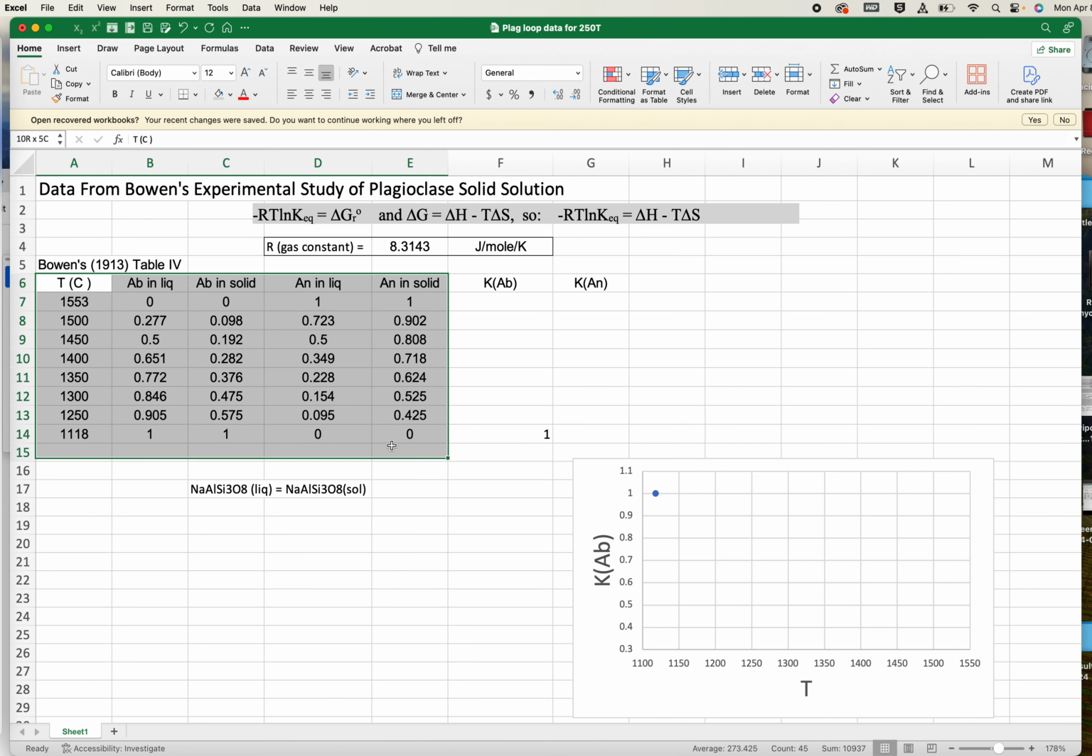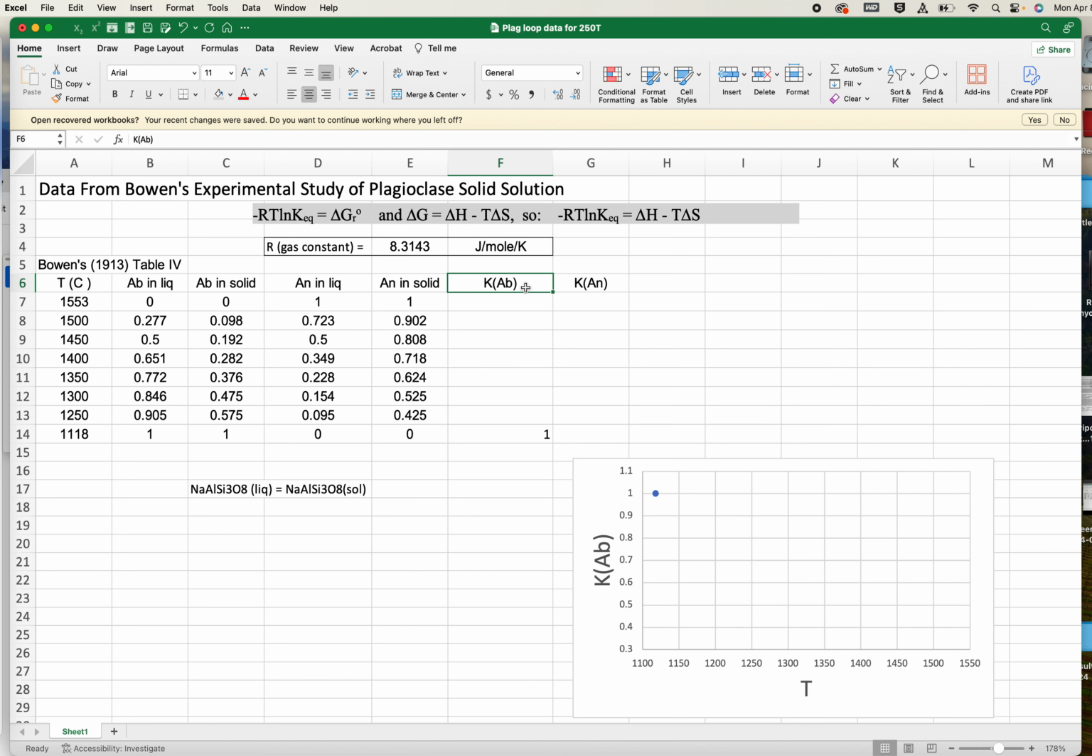So this is data that's just pulled directly out of his tables from that 1913 study. And we're going to write a couple of equilibrium constants, and we're going to plot them. So for the equilibrium constant for albite, we can write it as a crystallization equilibria. So I've written that here, where we have NaAlSi3O8 in the liquid goes to the same compound in the solid. So we're precipitating out an albite component.